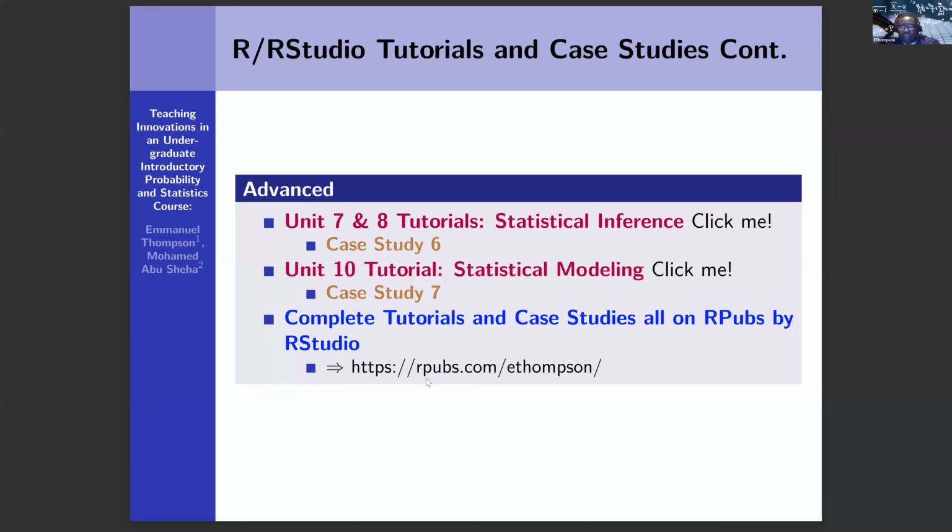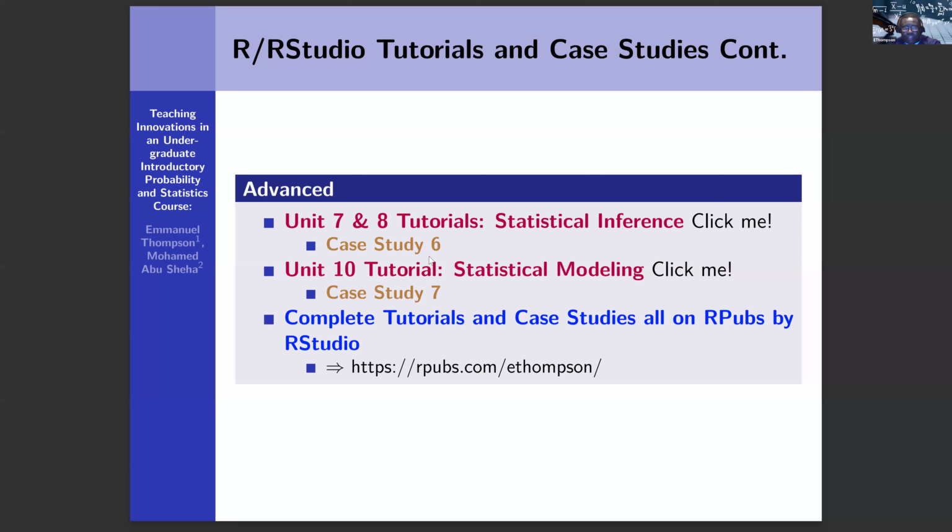Then we come to the advanced level. So at the advanced level, we combine Unit 7 and 8 together, and we call that statistical inference. So there they learn how to make inference from data using the tool of R. And just after that, they also have a case study so that they can practice what they have learned.